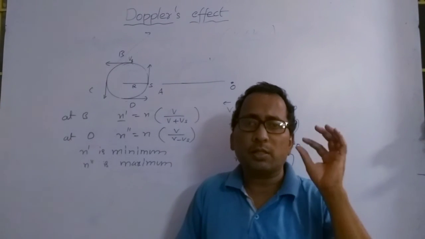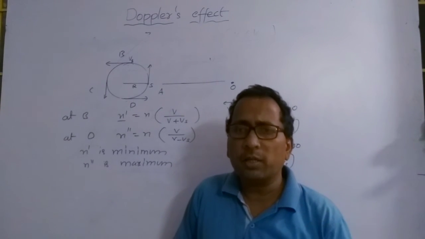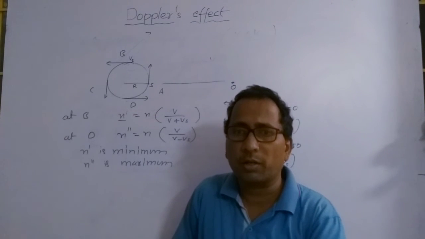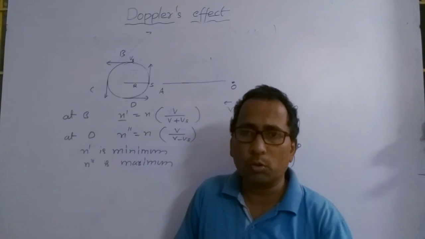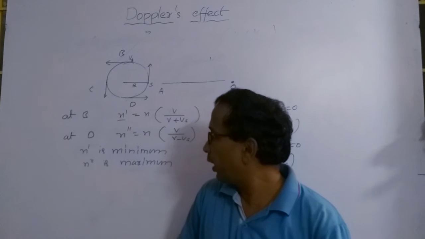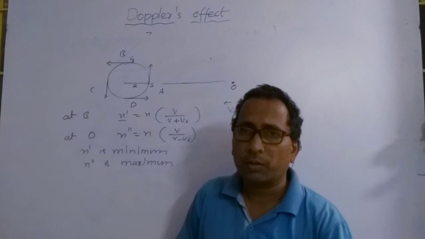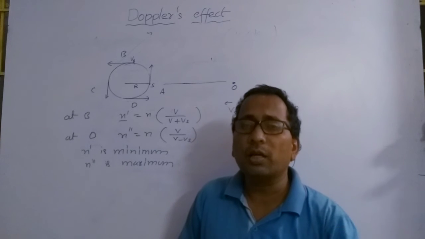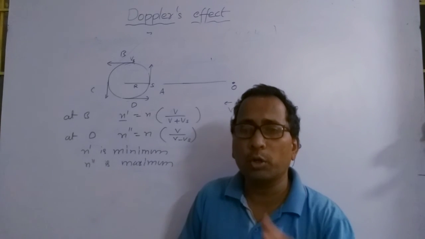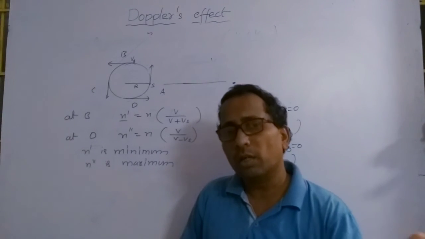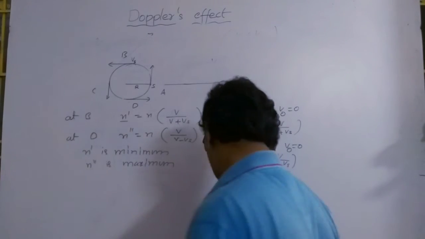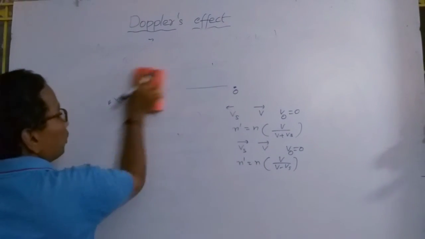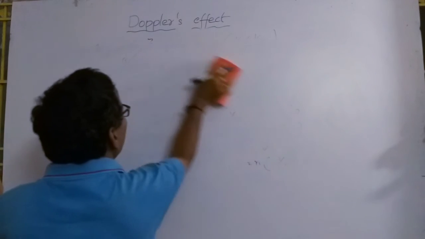Beats means there is a small concept. Beat is the difference of the frequency that can be heard by the observer. Suppose n dash has value 10 and n double dash is 15. There is a difference: 15 minus 10 is 5. That is the number of beats produced in this condition. So that is also calculated, that we will calculate here. What is the number of beats produced in this condition?